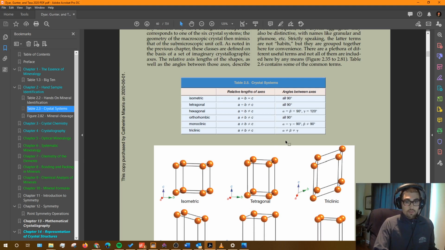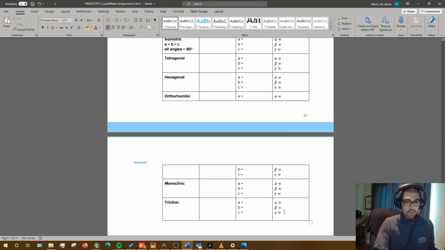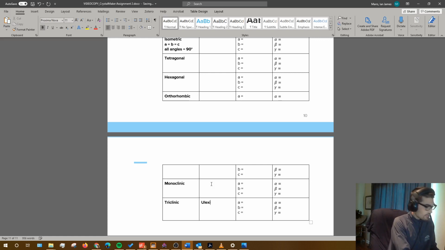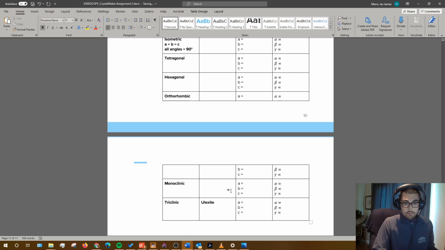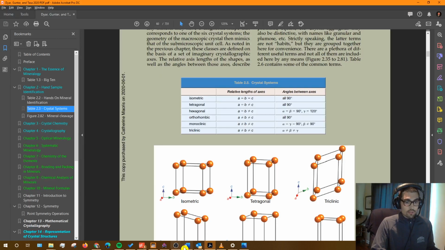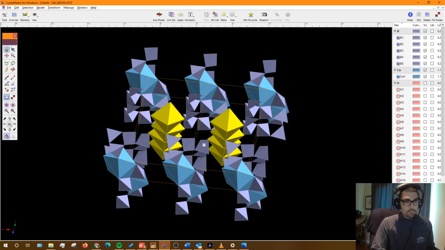And the same can be said for the angles between those axes. None of these angles will equal each other. Okay, but what does that really mean? I mentioned before, my mineral is ulexite. So that's my mineral to represent the triclinic crystal system. And now I want to go back to CrystalMaker.